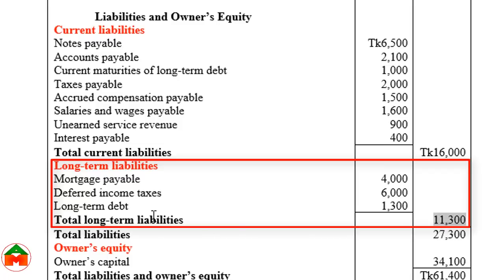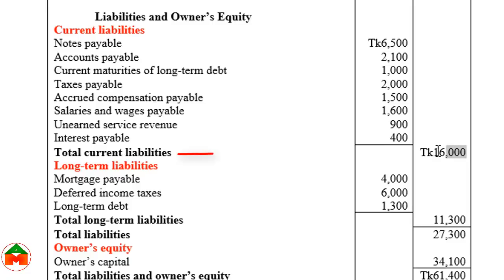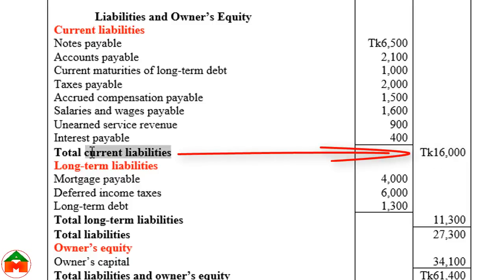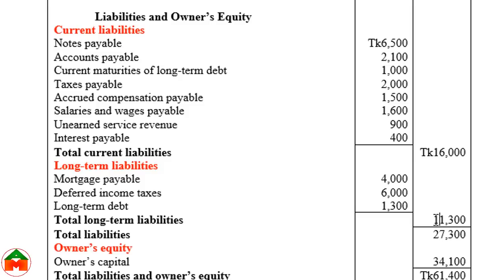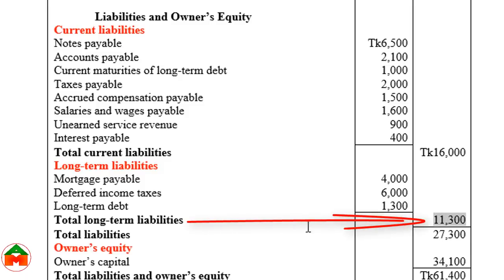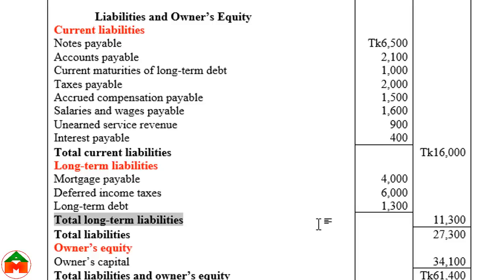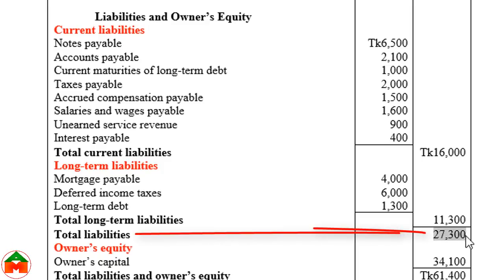This is the total long-term liabilities, and this 16,000 is the total current liabilities. Now we are going to sum up all the liabilities, current liabilities and total long-term liabilities. Current liabilities is 16,000, long-term liabilities is 11,300. If we add these two items, the amount will be 27,300, which is called total liabilities.